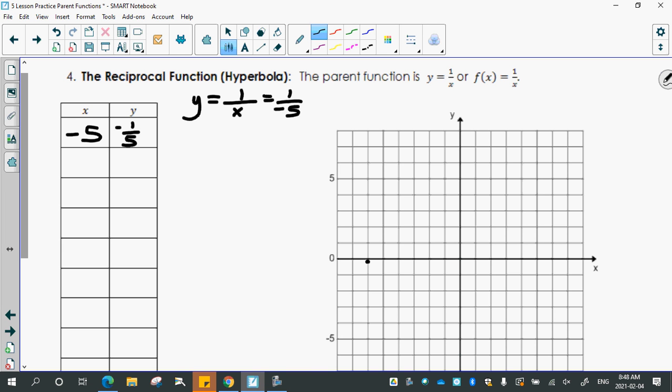And then let's try -2. So that's going to give us 1 over -2, which is -1/2. So that's easier to plot. So -2 and -1/2. -1. 1 over -1 is -1. So -1 is here.